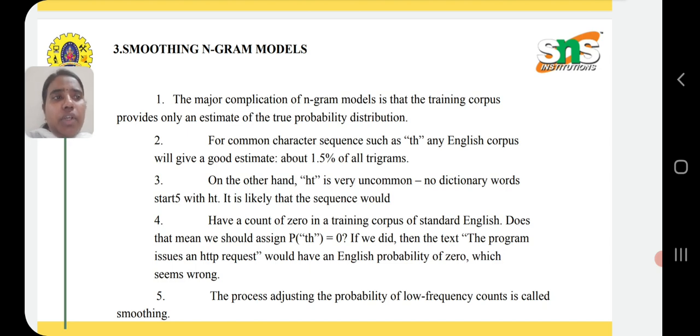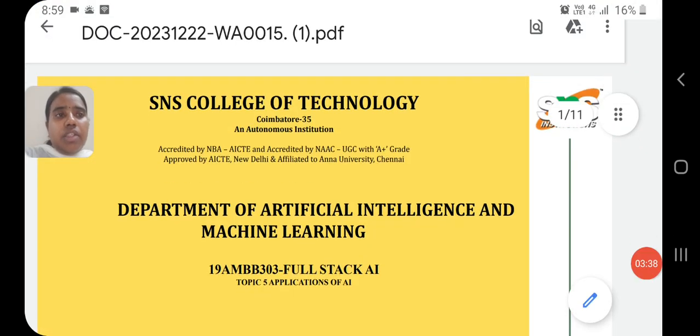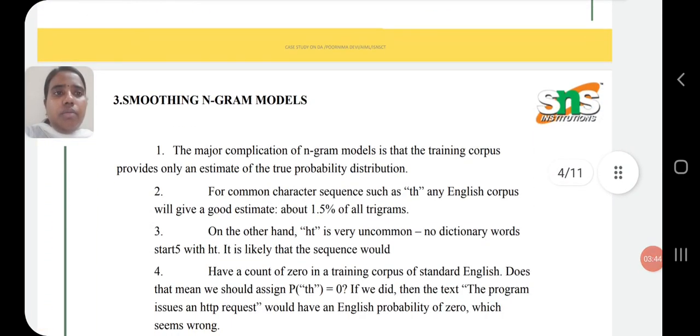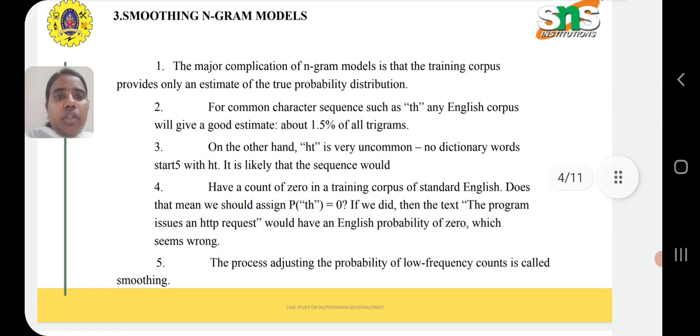Smoothing n-gram models. The major complication of n-gram models is that the training corpus provides only an estimate of the true probability distribution. For common character sequences such as "the", any English corpus will give you a good estimate, about 1.5% of all trigrams. On the other hand, "htp" is very uncommon. No dictionary words start with htp. It is likely that the sequence would have a count of 0 in a training corpus of standard English.